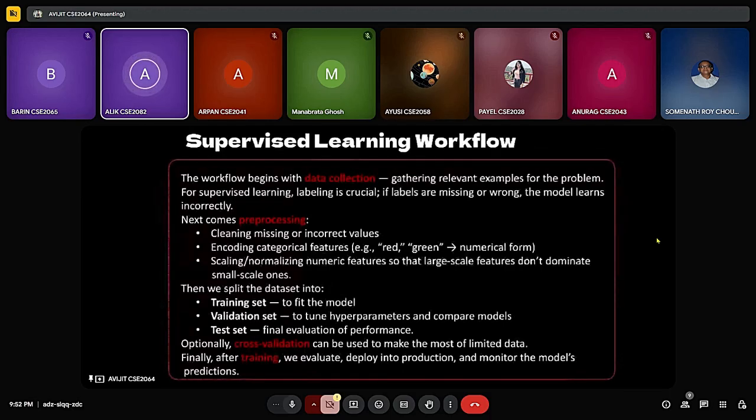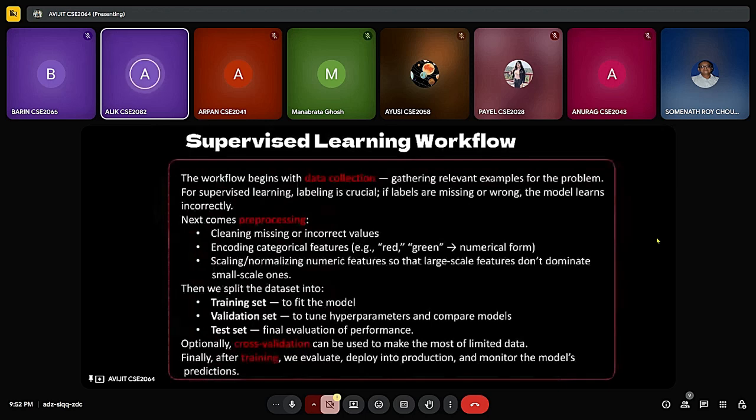Next comes pre-processing. Pre-processing has three steps: cleaning missing or incorrect values; encoding categorical features, like we have to turn a color from a word into numerical form; and scaling and normalizing numeric features so that large-scale features don't dominate small-scale ones.